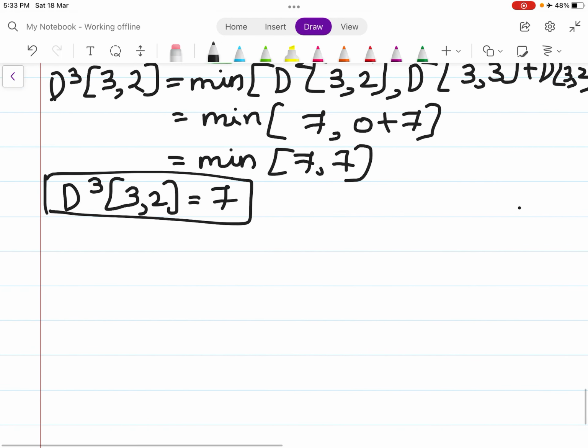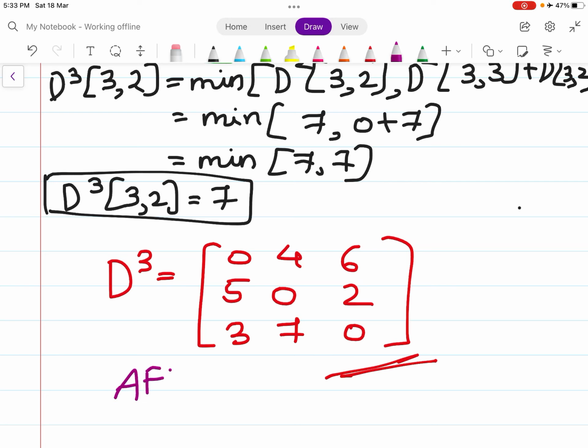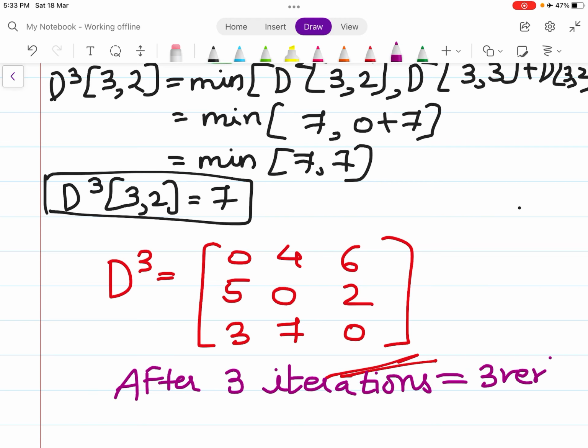So the final matrix after 3 iterations will be D3: 0, 4, 6. This value changed from 6 to 5. All other values will be the same. So this is the final matrix after 3 iterations. And why did we do 3 iterations? Because there were 3 vertices.